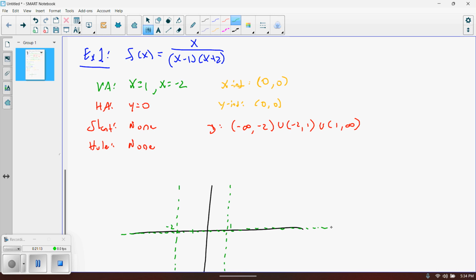So I've basically got three different sections to worry about. I've got the section which is to the left of my -2 vertical asymptote, in between the -2 and the 1, and then from 1 off to the right. So you're looking at kind of your domain. You've got three sections to worry about: here, here, and here. What is happening with my graph?